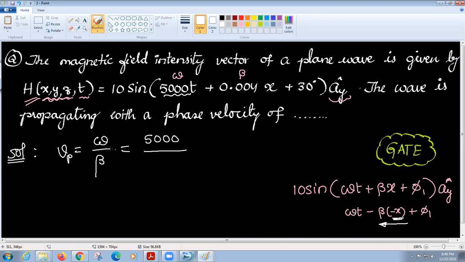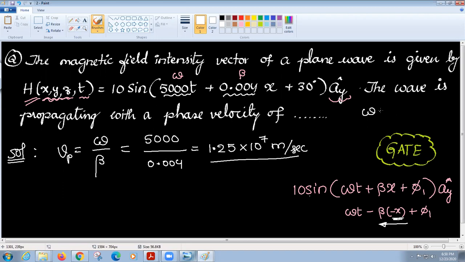Omega will tell you how fast your electromagnetic wave is varying in time. Therefore you are multiplying by time again: radians per second multiplied by second is radians. This talks about phase again. Beta is given to you as 0.004. So you get 1.25 multiplied by 10 to the power of 7 meters per second. The unit for omega is radian per second, and the unit for beta is radian per meter, so you get meter per second.